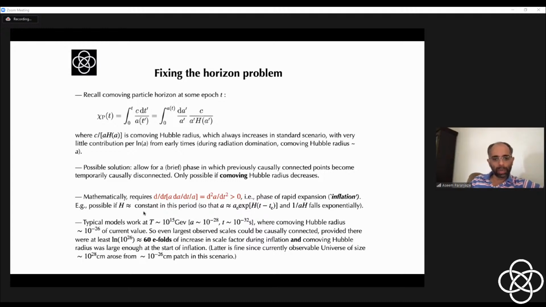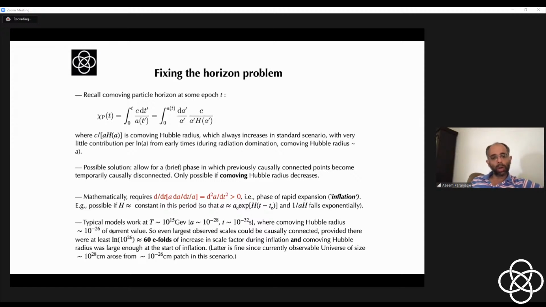So basically if I say that around this time inflation occurred, I have to also ask how long should this phase be. How much inflation do I need? This is easy to estimate, because if I calculate the co-moving Hubble radius at this epoch, around 10 to the minus 32 seconds, it will be of the order of 10 to the minus 26 of the current value if I assume a standard cosmology.